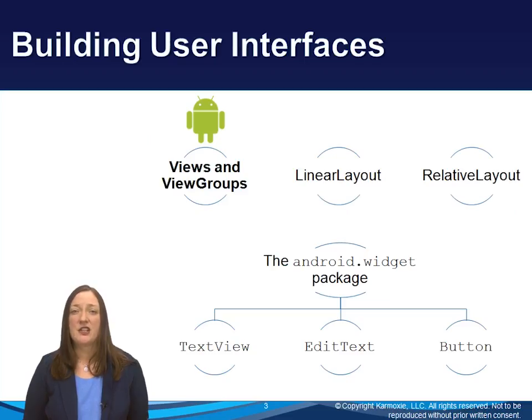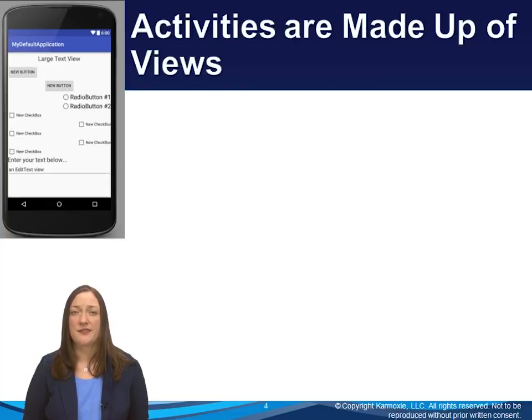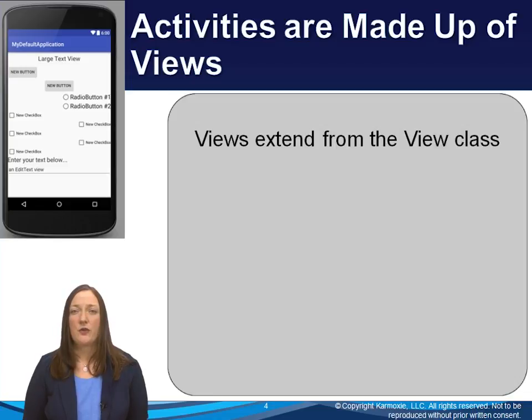So the first thing to take a look at are views and view groups. Whenever we talk about the activity that we're creating, it's really made up of views. And here we have an example with just some information on the screen. You can see some information such as text and buttons and radio buttons and checkbox and more. So views really extend from the View class and inherit certain properties because of that.